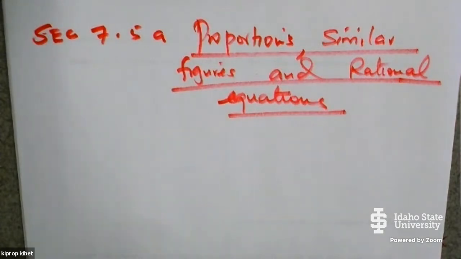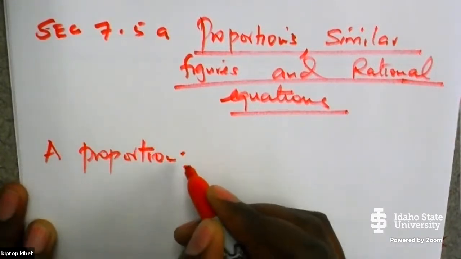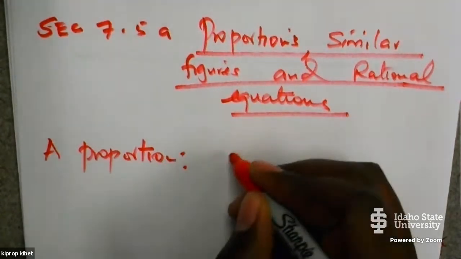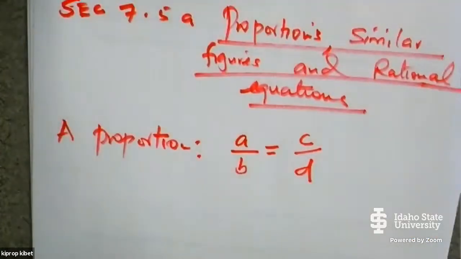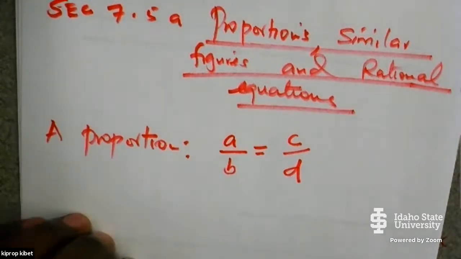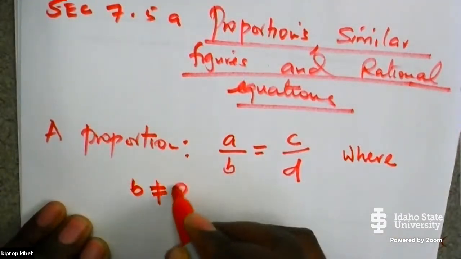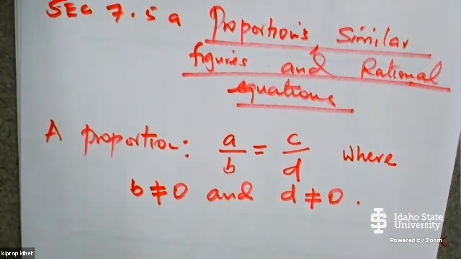So let's start from a proportion. A proportion is an equation of the form A all over B equals C all over D, where B is not equal to 0 and D is not equal to 0.